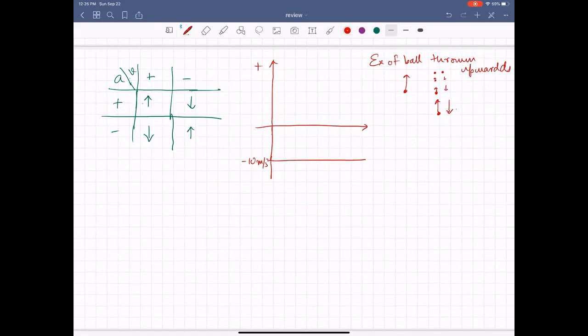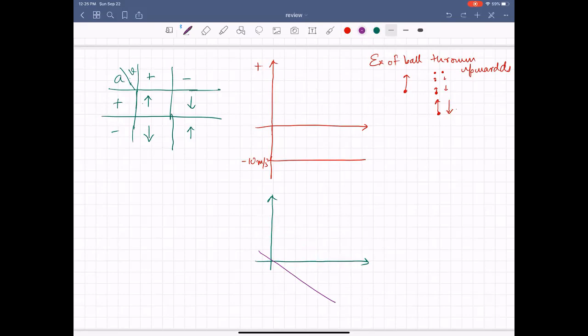Yeah, so now I know that this is a negative acceleration. So the velocity time graph has to have a negative slope, right? But where do I actually draw this line? Should I draw the line this way, or should I draw the line like that? How do I actually draw this line, right?